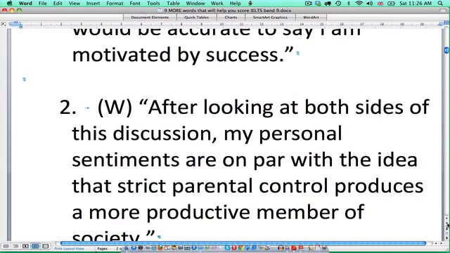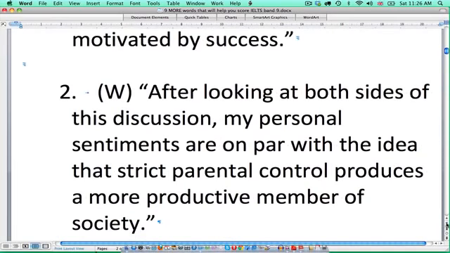But the example sentence here could be something we would put at the end of a discussion essay. So we've looked at both sides of the argument, and now we're sharing our personal position. So this would be the first sentence of the conclusion paragraph. After looking at both sides of this discussion, my personal sentiments are on par with the idea that strict parental control produces a more productive member of society.